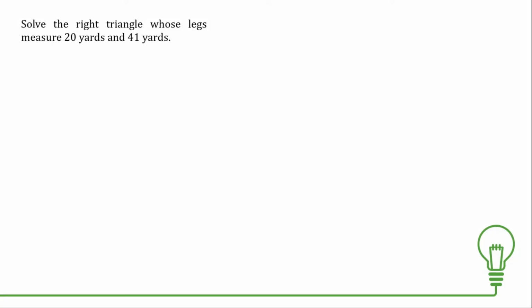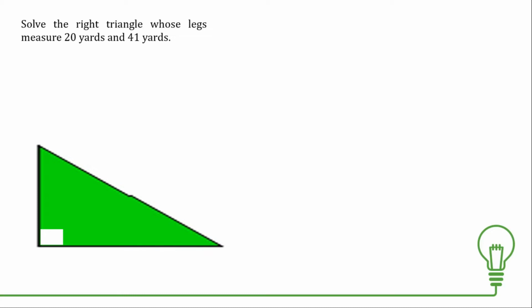Another case in solving the missing parts of a right triangle is that we are given the measure of two sides. Alright, let's take this into consideration. Let us have this problem. We are to solve for the right triangle whose legs measure 20 yards and 41 yards.